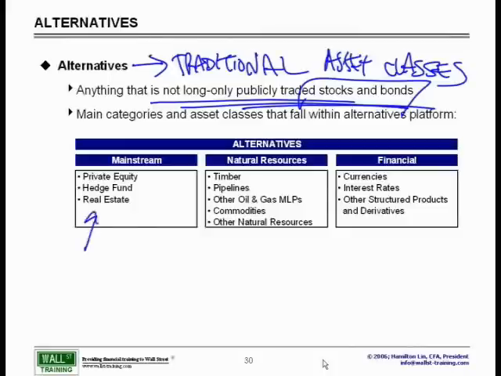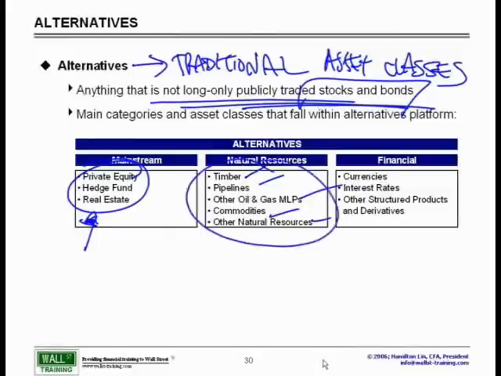Mainstream would be private equity, real estate, and hedge funds. There are also natural resources, timber, pipelines, oil and gas, master limited partnerships, commodities, and other natural resources, perhaps soy diesel or soybeans or whatnot. All of these natural resources alternatives fall into that category. Then you also have financial derivatives, also considered in the alternative sector. Currencies, interest rates, other structured products and derivatives would also be considered alternatives. Again, anything that is alternative to the main traditional asset classes.